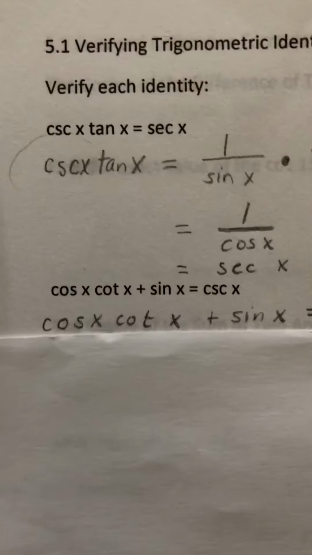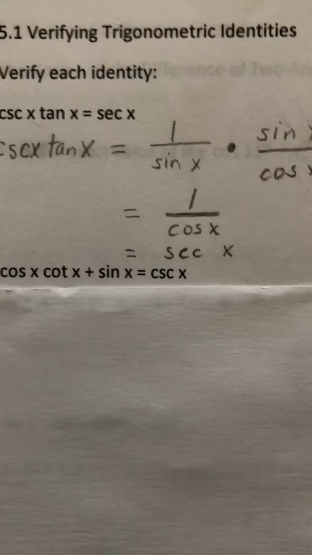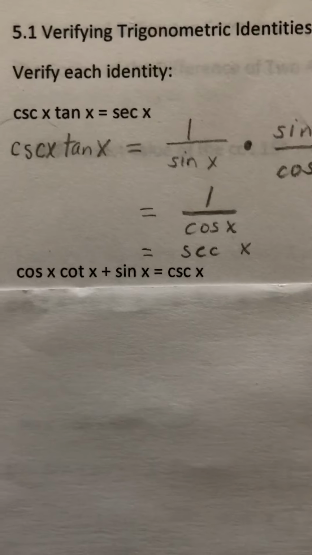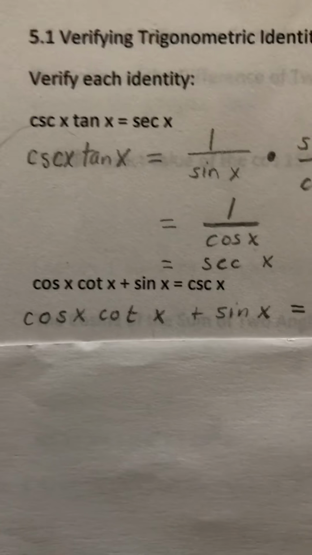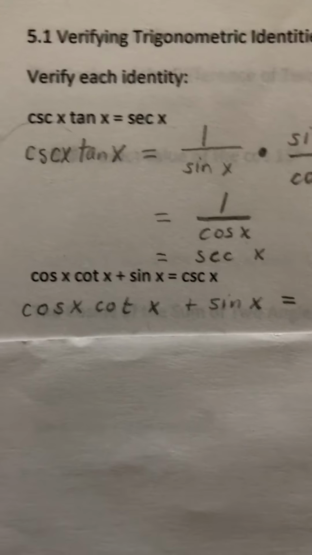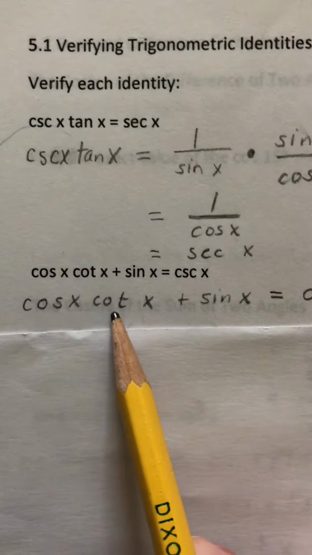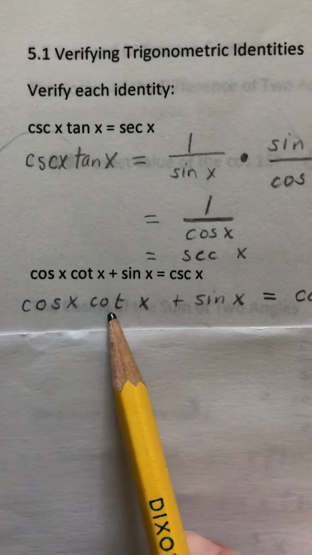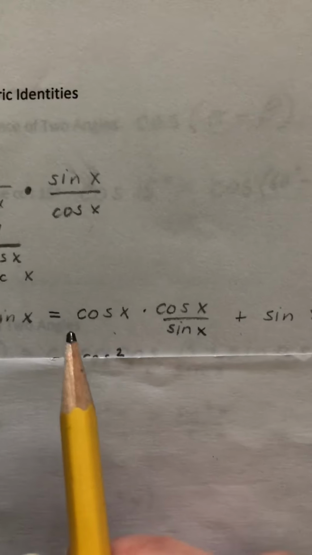The next identity: cosine x cotangent x plus sine x is equal to the cosecant of x. I want to rewrite the left side of the equation all by itself first. So I just rewrite it. Then I want to start replacing things that I know. For example, I know the cotangent is equal to cosine over sine. So that's my next step that I'm going to show.